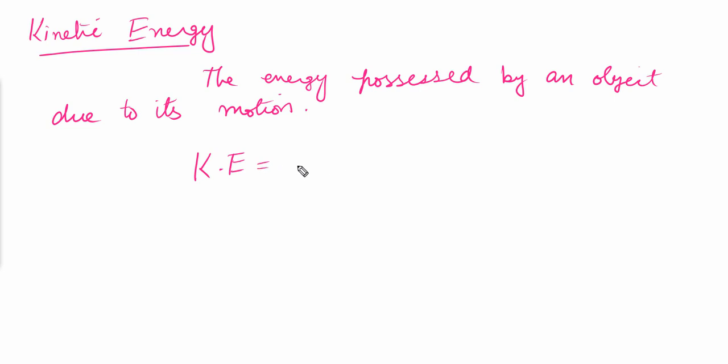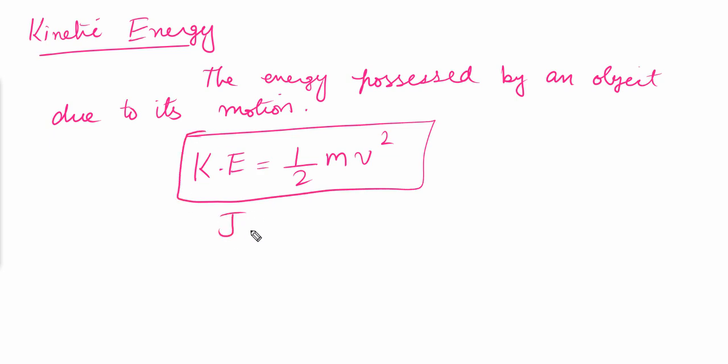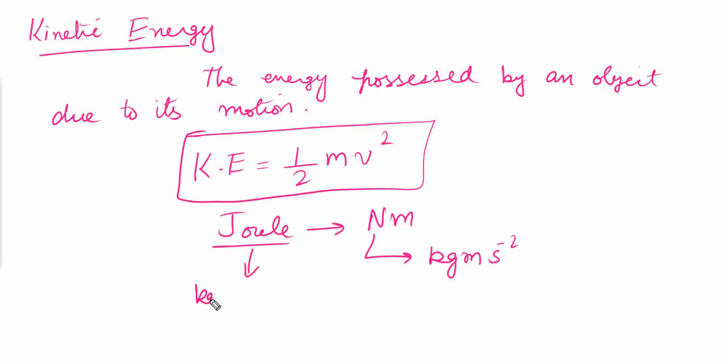So the energy possessed by an object due to its motion is called the kinetic energy. So I'll write it as kinetic energy equals half mv square. So this is the formula for the kinetic energy, and the unit for the kinetic energy and work done is joule. And joule is basically equal to Newton meter, and Newton is basically equal to kilogram meters per second square. So if we write the joule in terms of base units, it will become kilogram meter square per second square. So this is our kinetic energy.